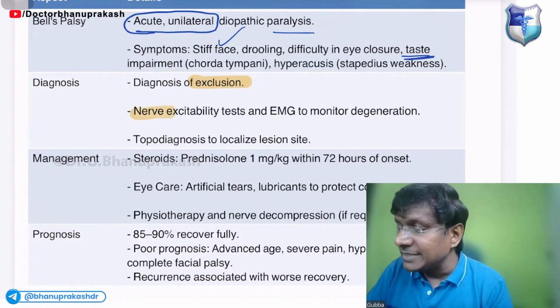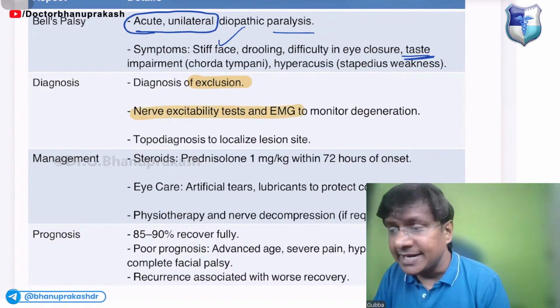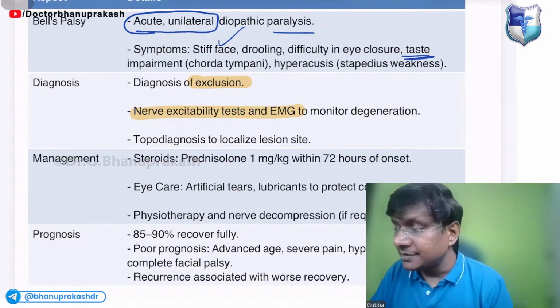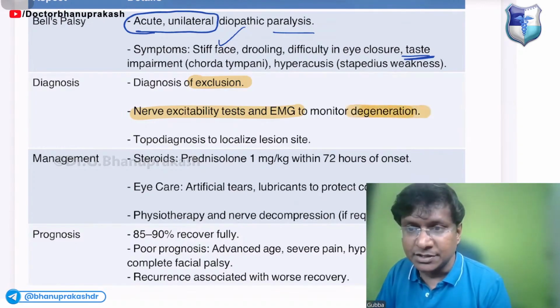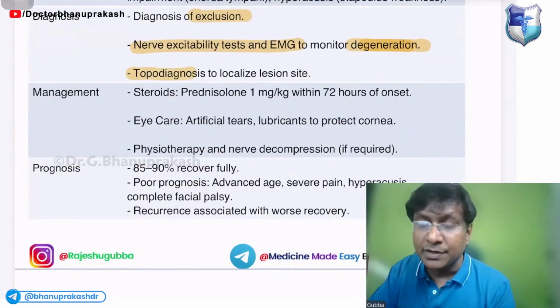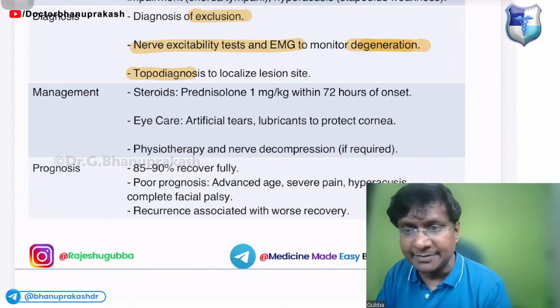And how will you diagnose Bell's palsy? That is by nerve excitability test and as well as the electromyography. That is mainly to monitor the degeneration of the facial nerve. Okay. And you need to do topo diagnosis in order to look for where exactly is the site in the entire course of the facial nerve that is being damaged.